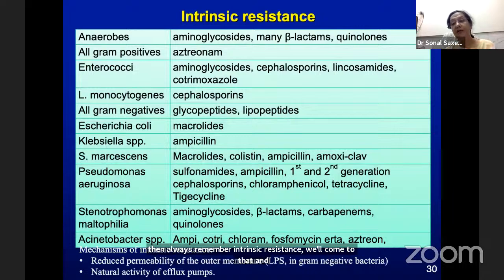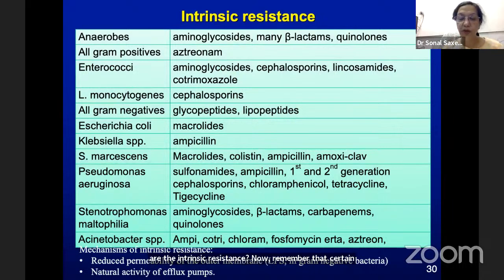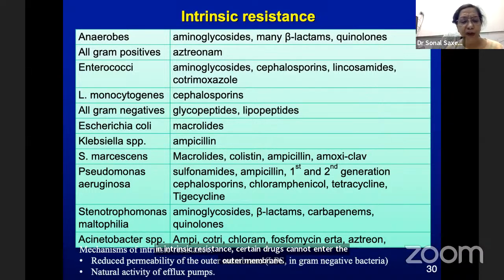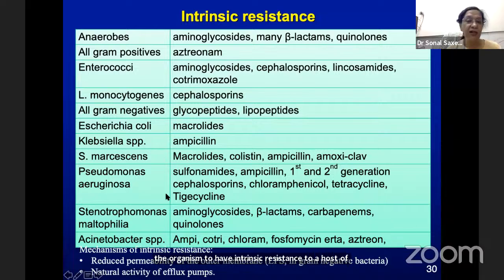Now, remember that certain drugs cannot just enter. I cannot go into somebody's house if nobody opens the gate for me. Similarly, in intrinsic resistance, certain drugs cannot enter the outer membrane or the lipopolysaccharide in gram-negative bacteria. And the favorite of the organisms to have intrinsic resistance to a host of drugs is Pseudomonas aeruginosa and, to a certain extent, the Proteus-Providencia group. Or their natural activity of efflux pump is so high that the moment the drug enters, it gets thrown out. Even if the door opens, I will be shown the door: that now we don't need you, please get out.